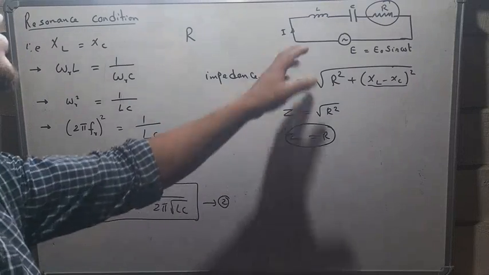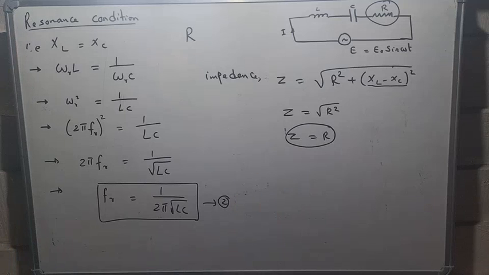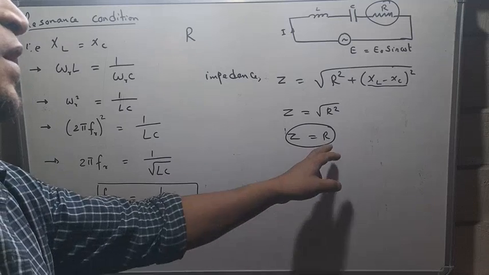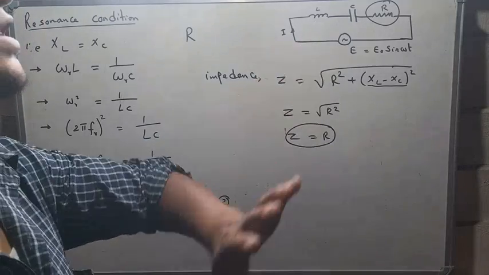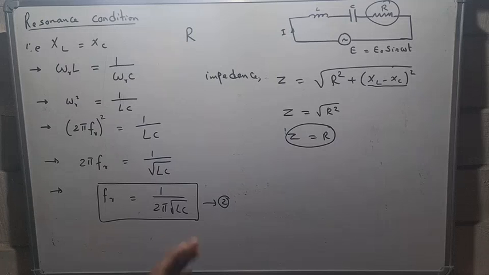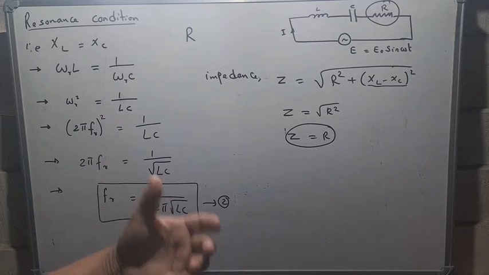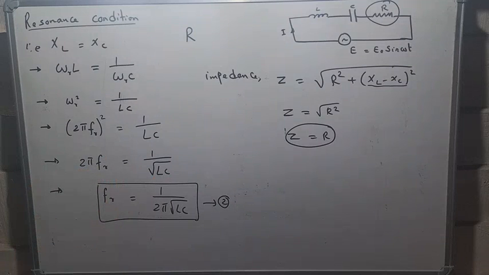The resistance in this case is minimum, because it is being offered only by the resistance capital R. So when the resistance is minimum, the current will be maximum. Please note down that point. At resonance condition, the net resistance is minimum and the current is maximum.